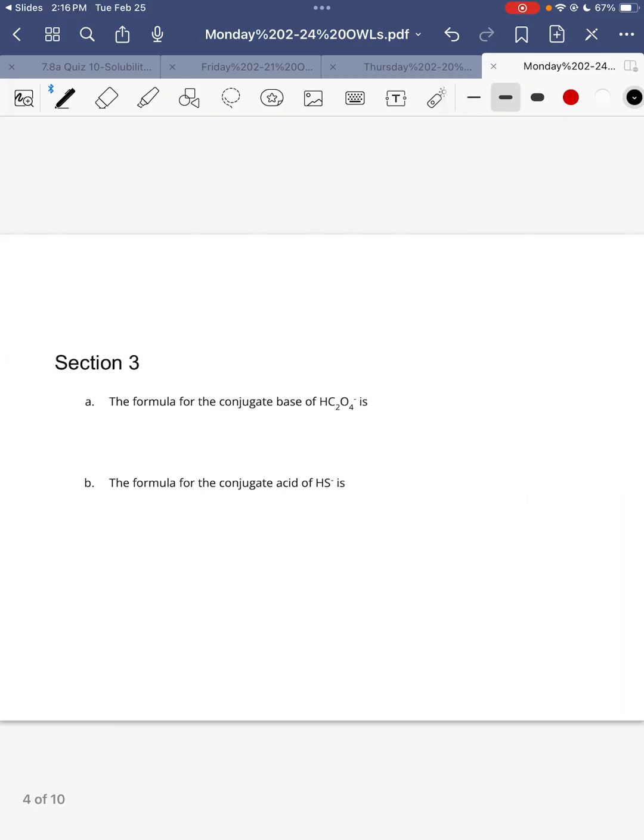Moving on to section 3, we have a formula-based one. So A, we're given a formula of something, and we're asked what the conjugate base of that thing is. So if we're asked what the conjugate base is, that means we're basically asking, what is this thing after it loses a proton? Because acids lose protons, they donate protons, and then they become conjugate bases. So if I lost a proton from that, I would become C2O4 2 minus.